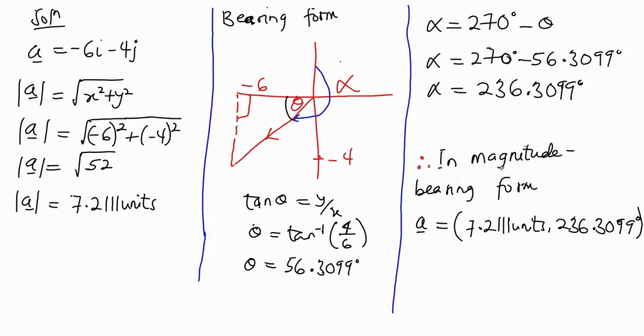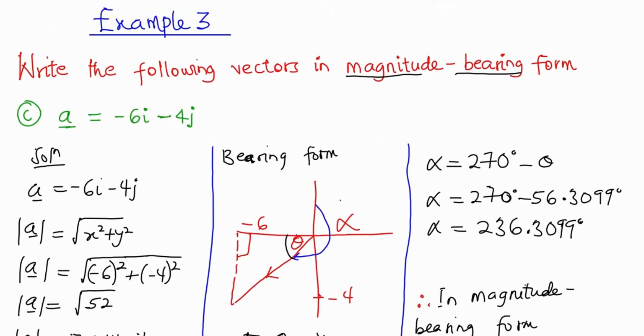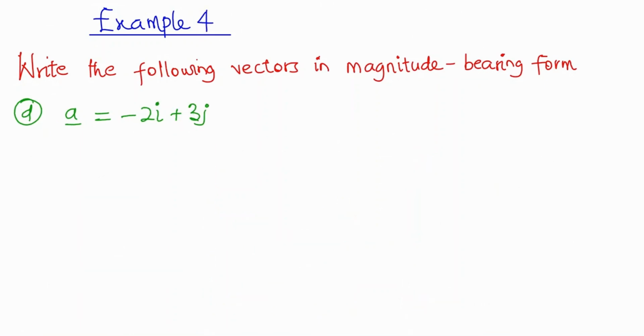Now we move to the last set of questions for today's video. Stay tuned as we walk through together. So that is example 4. And example 4 also talks about finding the magnitude bearing form of the vector A, that is equal to -2i plus 3j. You can also pause the video and try your hand on this question specifically. So here we have our solution. We have A, which is equal to -2i plus 3j.